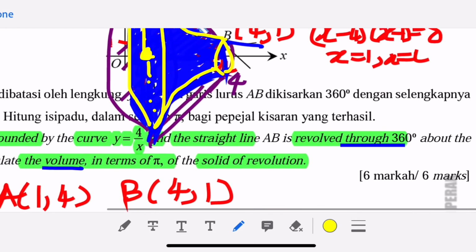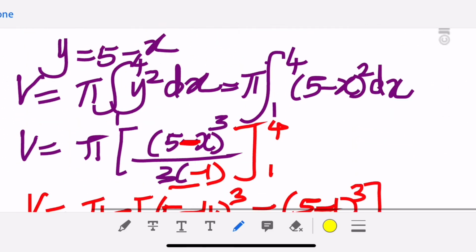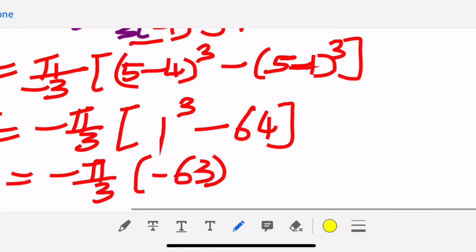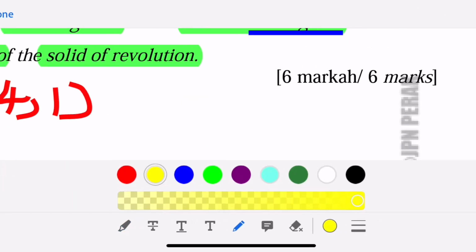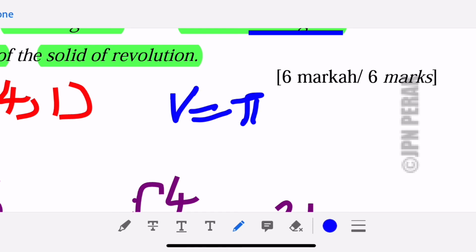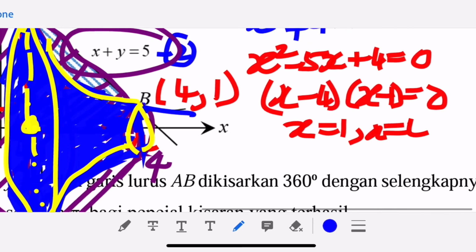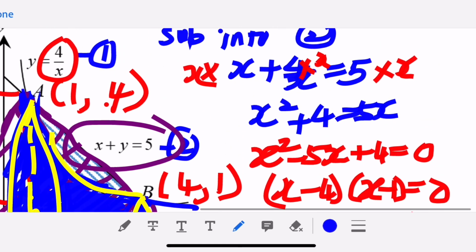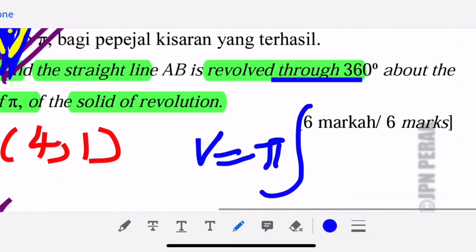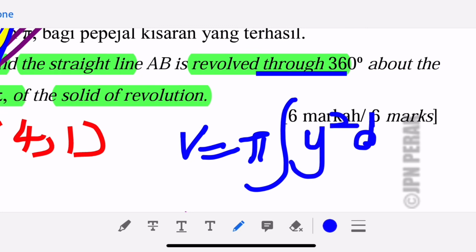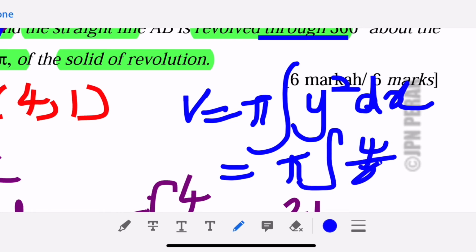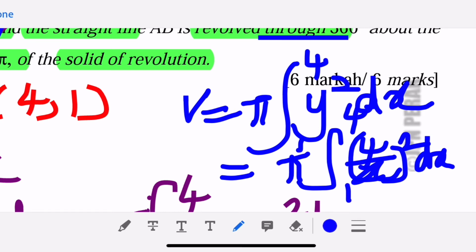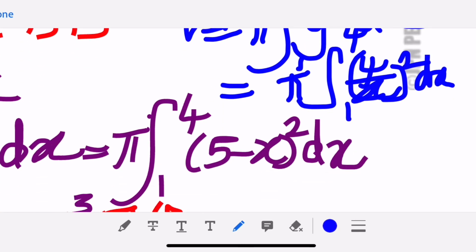So let's use integration. The volume for the blue one, let's use a blue pen. V equals pi integrate y squared dx, bounded by the x-axis. Where is the curve? The curve is y equals 4 over x, right? So we square the 4 over x, the whole thing, squared dx, and the limit is still from 1 to 4.